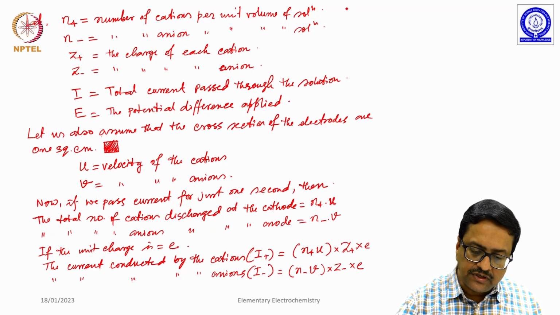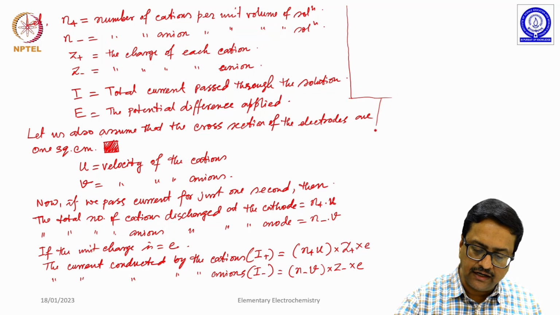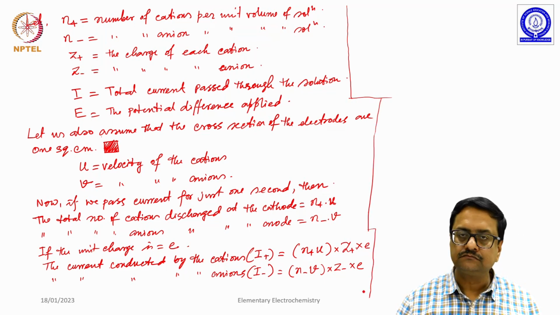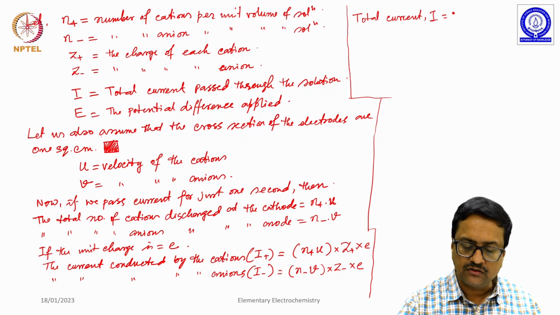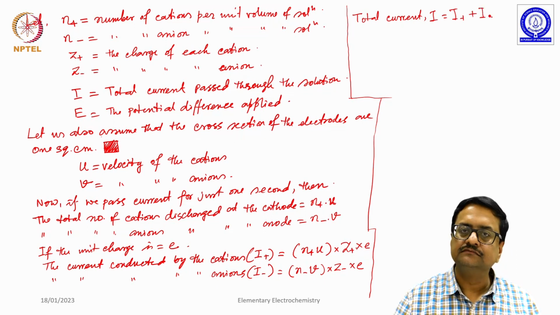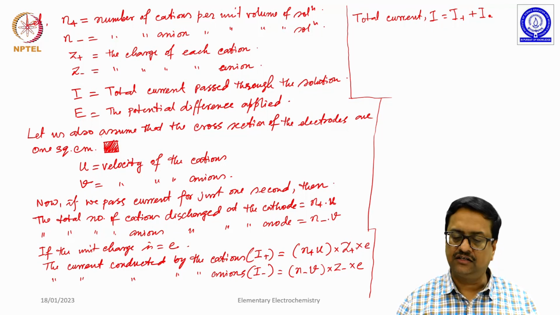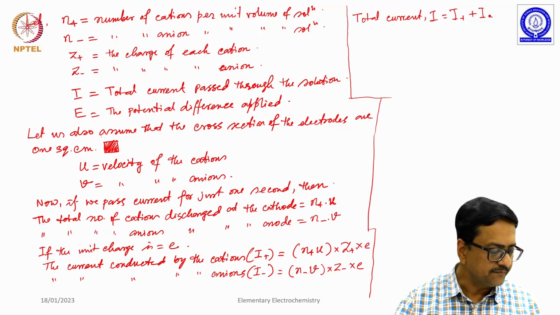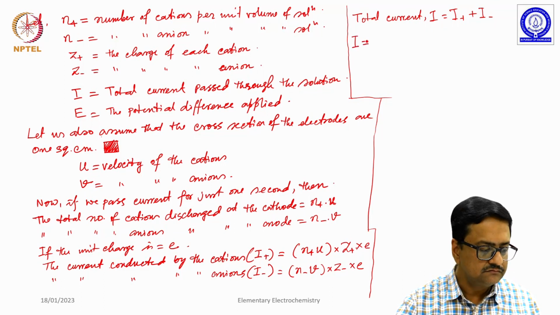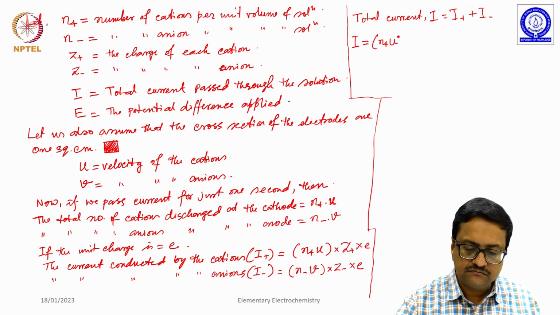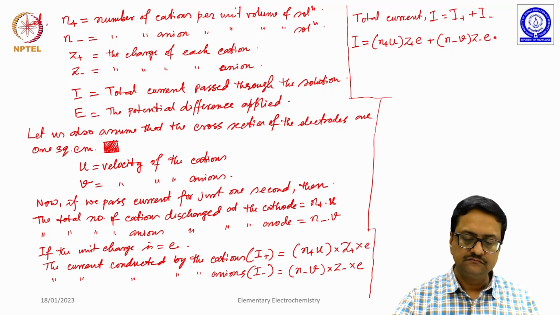Now, I will try to complete this derivation here, so that the entire derivation is there in one slide. So, total current I is equal to I plus plus I minus, right. Current conducted by the cation plus current conducted by anion is the total current that was conducted. So, if you add I plus and I minus, we write I equal to n plus u into Z plus E plus n minus V into Z minus into E.